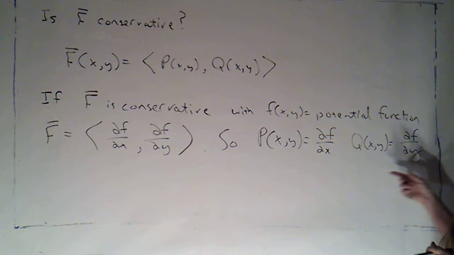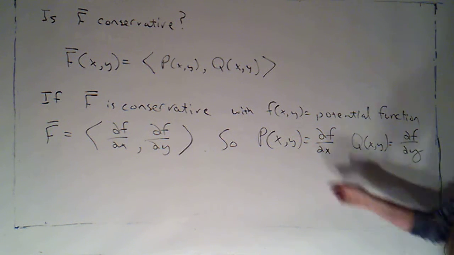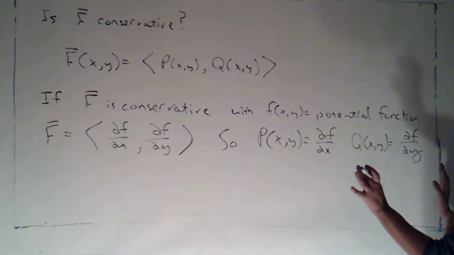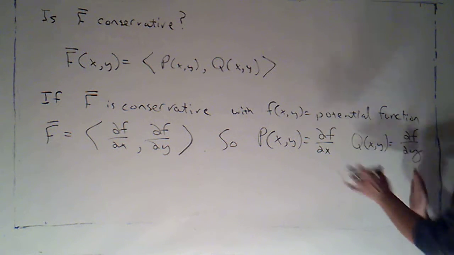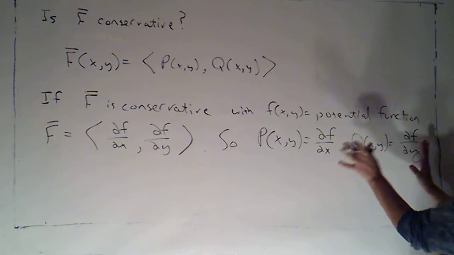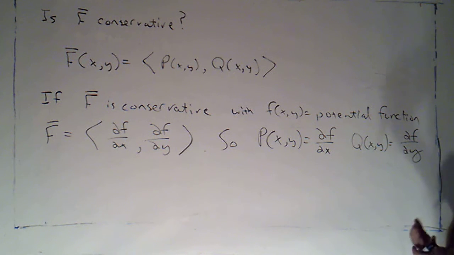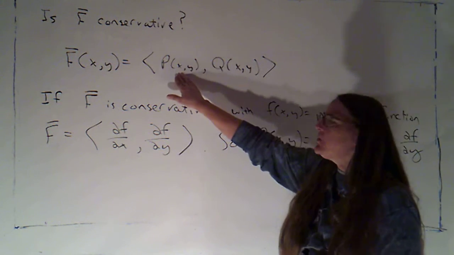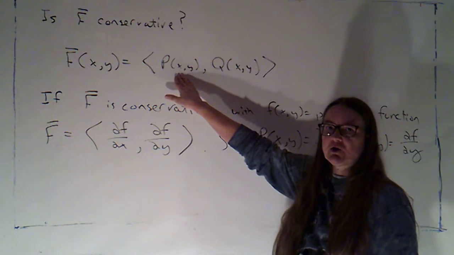All right, so that's if it's conservative. If it's not conservative, there's no function f that would make this true. So I can't just write this unless I know that my vector field is conservative. But now let's suppose that in addition to being conservative, these component functions have continuous first partials.